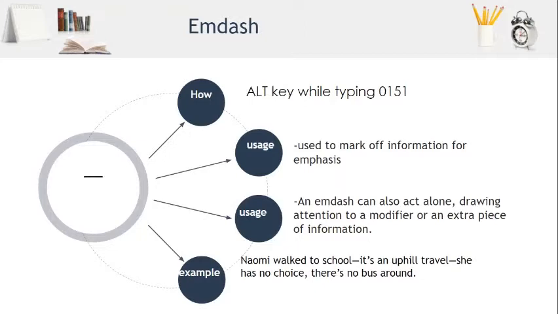An M dash is actually the longest dash. It's longer than a hyphen, and it's longer than an N dash. And it's quite a stop before these phrases. It's an uphill travel. Then an M dash again, she has no choice. There's no bus around. So there's a bit of explanation why she has to walk to school. And it's all uphill. Okay.